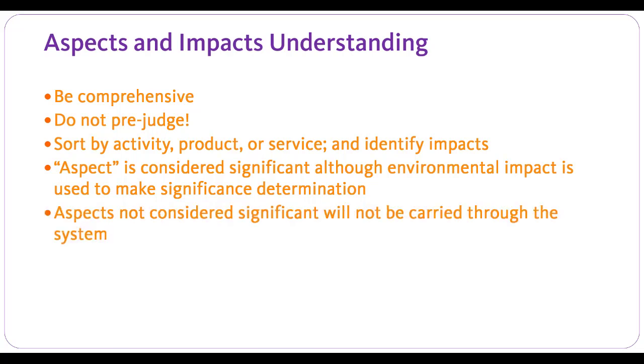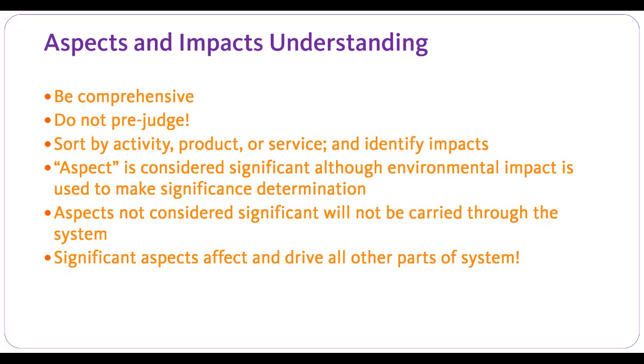Any aspects that you don't consider to be significant, you don't have to carry those through the system. You can just maybe put them to one side and not worry about them. It's the significant ones that you have to worry about. And then significant aspects affect and drive all parts of your system. So from your objectives, through your planning, through your monitoring and measuring, through the whole system, non-conformances, all of that is driven by your significant aspect. And if you must control something, then it must be significant. Don't worry about controlling stuff that isn't significant. Only control those things that are significant. So that's a summary of aspects and impacts.